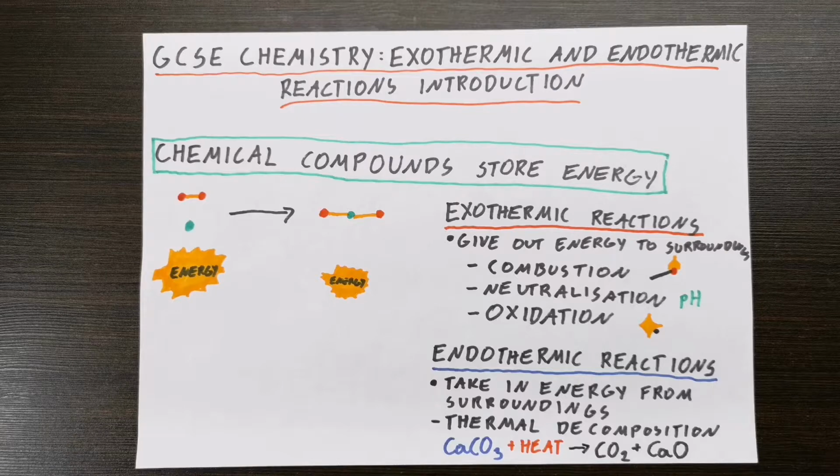Another example is neutralization of acids and alkali. Here we will most likely just notice a change in heat. So the beaker will warm up, essentially. That's how we can tell neutralization is happening. And oxidation reactions often end up being exothermic reactions.